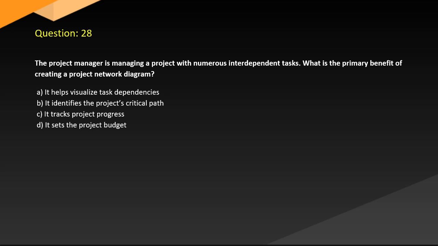Question 28. The project manager is managing a project with numerous interdependent tasks. What is the primary benefit of creating a project network diagram? A. It helps visualize task dependencies. B. It identifies the project's critical path. C. It tracks project progress. D. It sets the project budget.